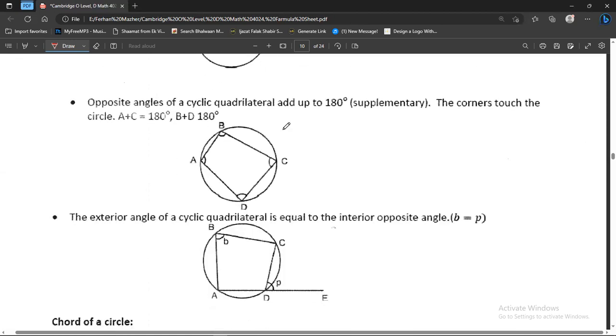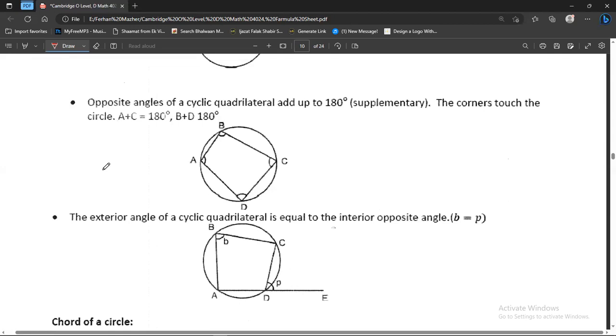So this is a cyclic quadrilateral. A cyclic quadrilateral is a quadrilateral whose four corners are on the circumference. If all its vertices are on the circumference, then the opposite angles in this cyclic quadrilateral are supplementary to each other, which means the sum of their angles is equal to 180. So angle B and angle D sum to 180, and angle A and angle C sum to 180.